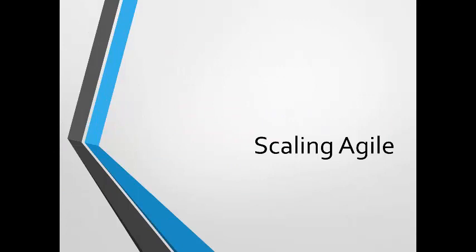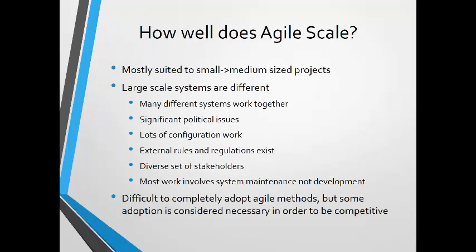So one of the big critiques with Agile is how well does it scale, and I did post a video from Dave Thomas that talks about some of the problems with scaling Agile. And it's one of the big critiques. Agile is mostly suited to small to medium-sized projects. Large-scale systems are different than these. You have to have many different systems, both upstream and downstream, working together. Significant political issues. People have ownership of programs and systems.